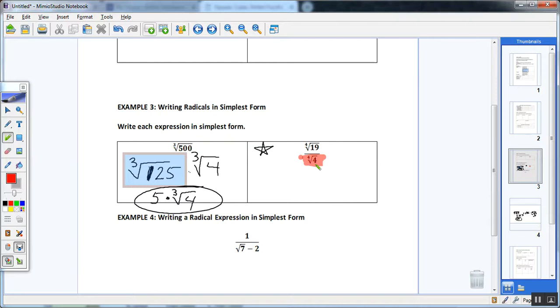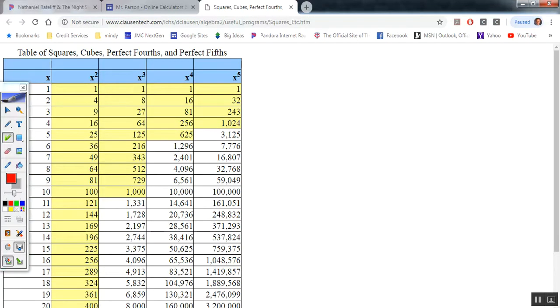So what we need to do, kids, is look at our fourth power chart. So I'm going to go back into this chart right here. Here's my fourth power chart. Kids, does 4 show up in the fourth power chart at all? Ooh, so there is a fourth root, but it's just not going to be a very nice number.